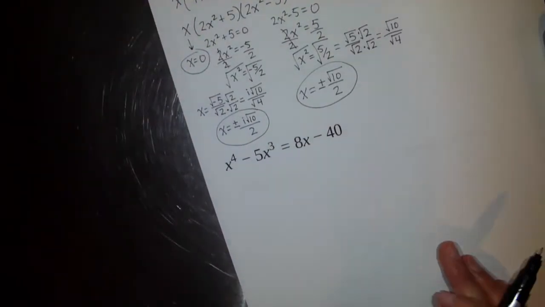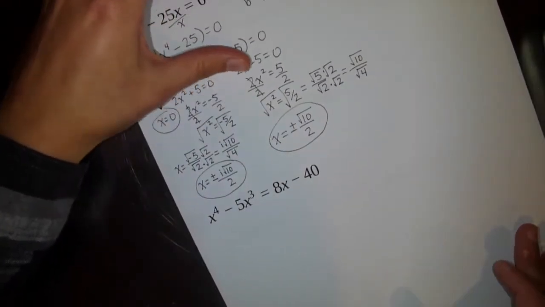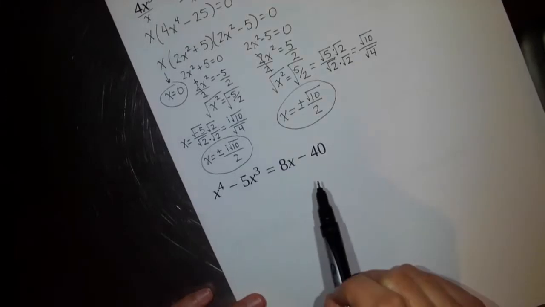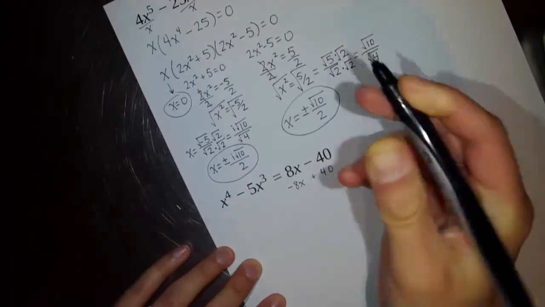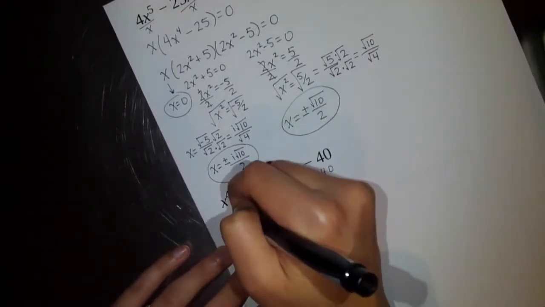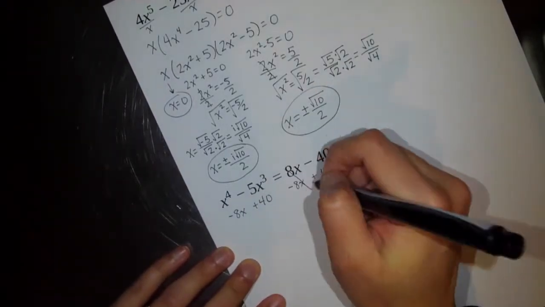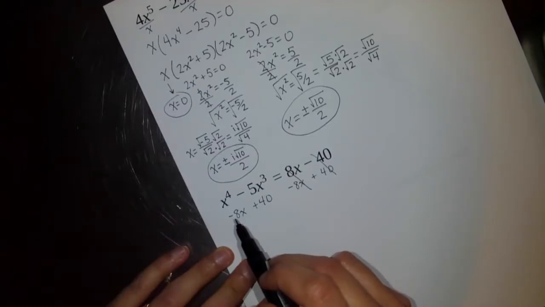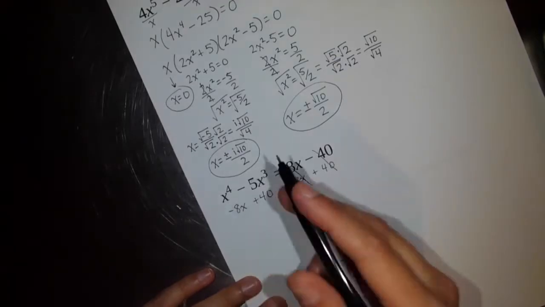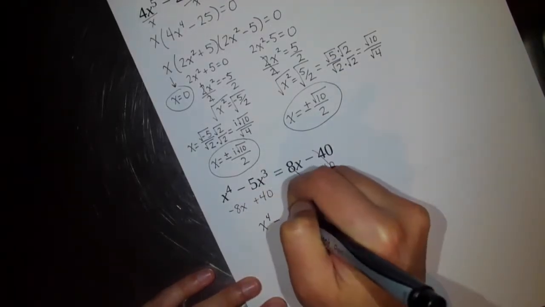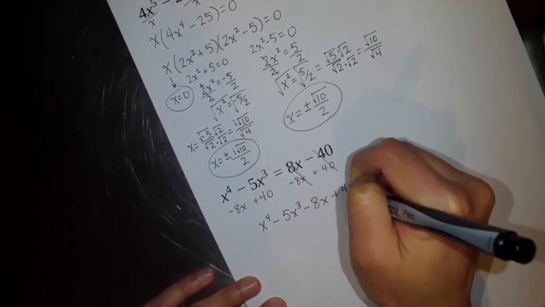Okay, last but not least, this is going to come out to be 4 terms for factoring. But before I confirm that, I want to have this equal to 0. So I'm going to subtract 8x and add 40. And here we don't have any like terms when I add and subtract this over. So since there aren't any like terms, I want to make sure I write it in standard form. X to the fourth first, minus 5x to the third, minus 8x plus 40.